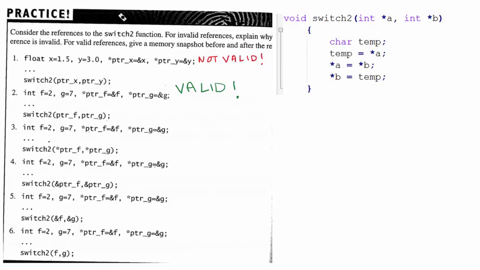Number 3. Int f equals 2, g equals 7. Declare some pointers to those variables, and then call the function. Is it valid or not valid? Not valid. Why is it not valid? It's not valid because we're not passing an address. Got to pass an address.